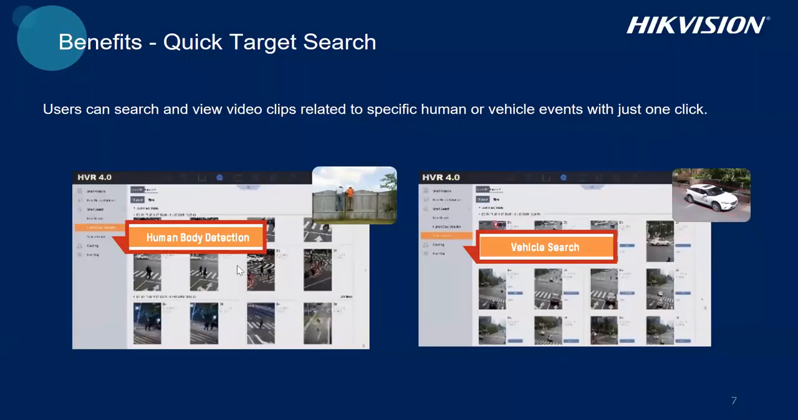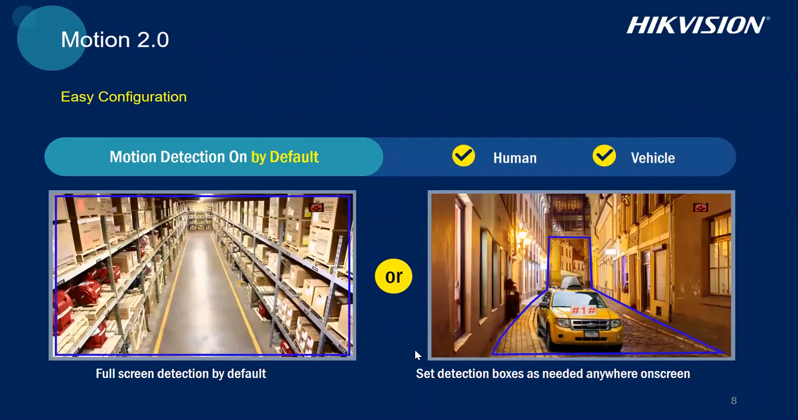So what's presented is basically in a thumbnail fashion. And if you click on that thumbnail, it will play a video. So it'll be something like a 60-second or 90-second video event of what actually triggered that alarm. So that's the quick search engine within the DVR itself. So Motion 2.